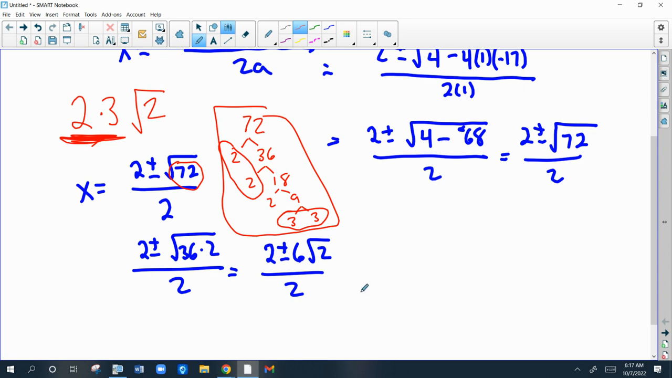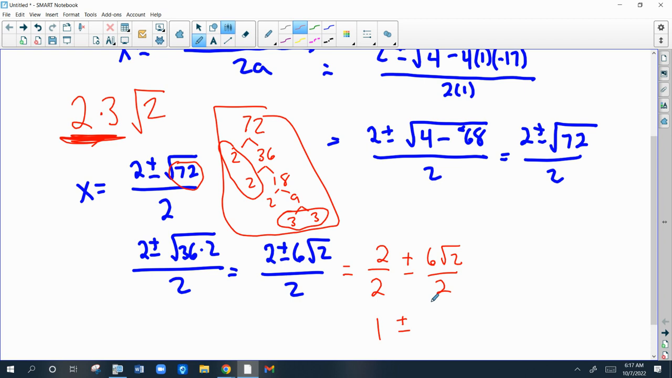What I like to do on these is there's a plus or minus up here. So it's a fraction with two terms up top and one factor on the bottom, you can always split that up. So let's do that. So you'll go 2 over 2 plus or minus 6 root 2 over 2. Because now it's going to be really easy to simplify. 2 divided by 2 is 1.